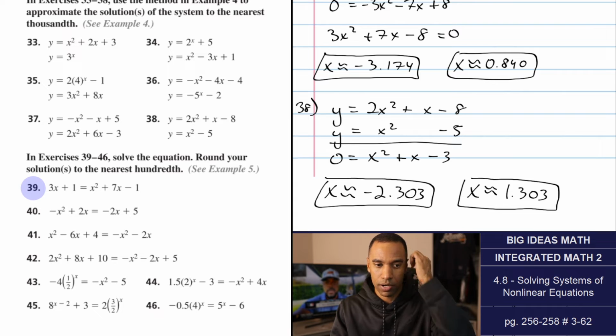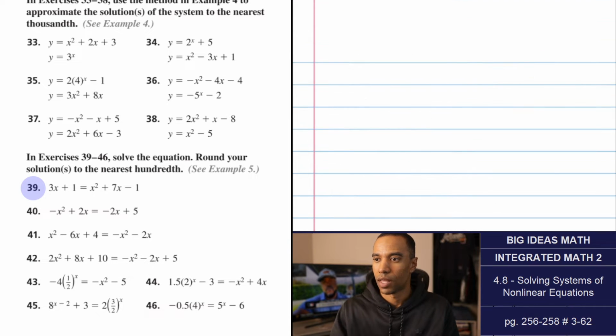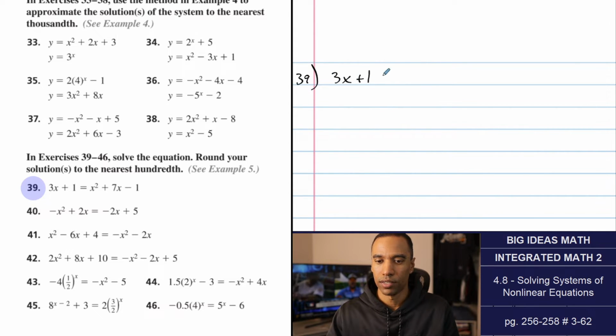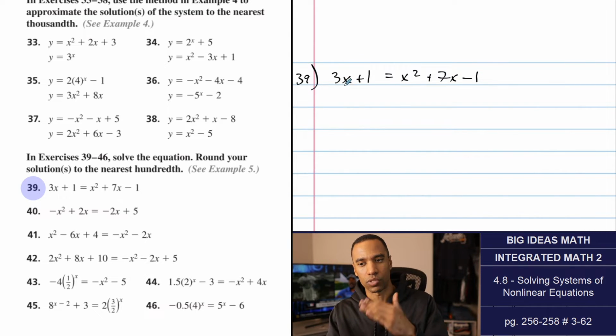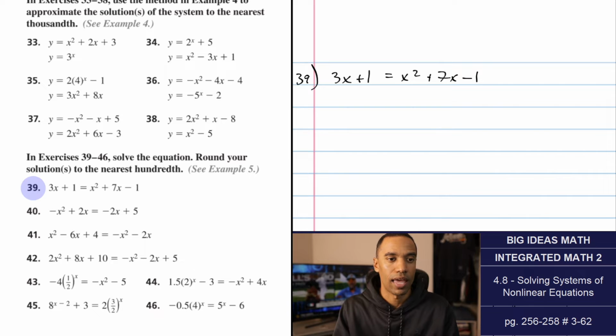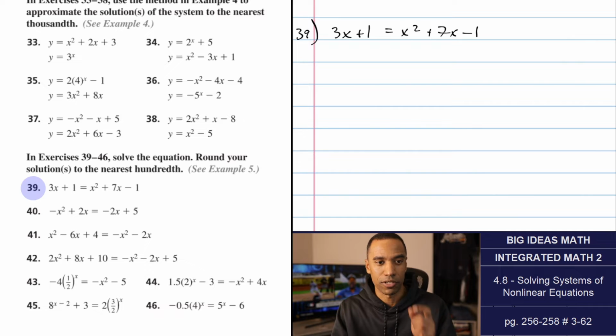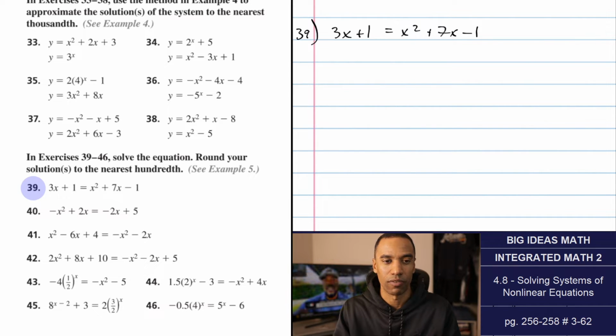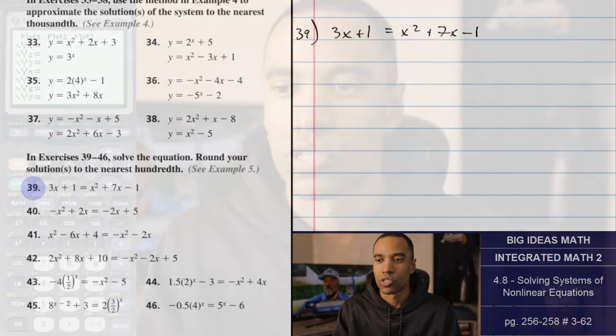All right, so number 39. I kind of wanted to use the quadratic formula, but that's okay. 3x plus 1 equals x squared plus 7x minus 1. So basically, guys, we're going to be graphing a y equals this and a y equals this on the calculator. And then we get to see the point of intersection. I don't know why we weren't allowed to use the zeros feature for example 4, because that would have saved a lot of time. That would have gotten me the answers immediately, but we didn't. So y equals 3x plus 1, and then y equals x squared plus 7x minus 1. I think the point of these ones is we need to see sometimes they might not intersect.